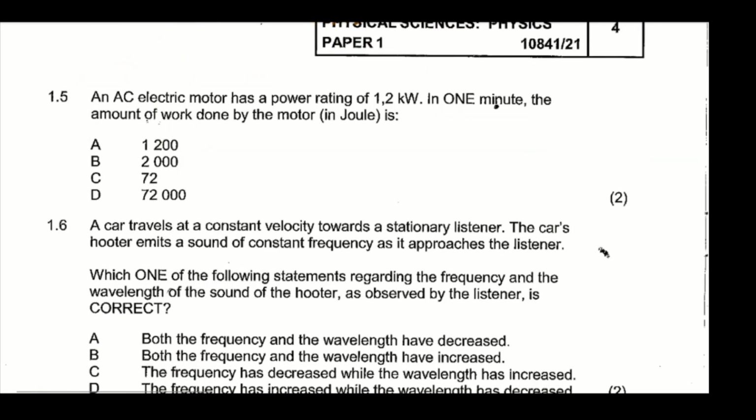Then now we are doing 1.5, where an AC electric motor has a power rating of 1.2 kilowatts. In 1 minute, the amount of work done by the motor in joules is. So what you can do here is this.